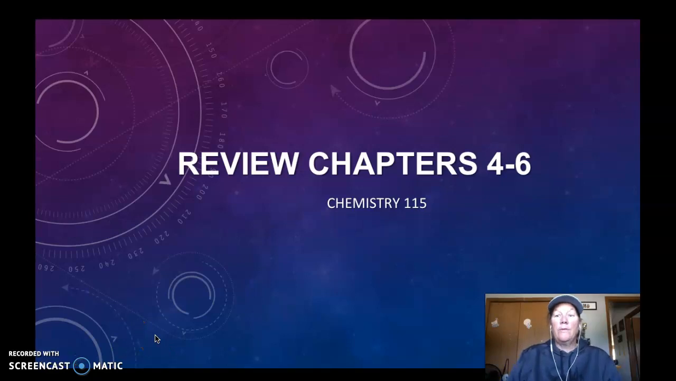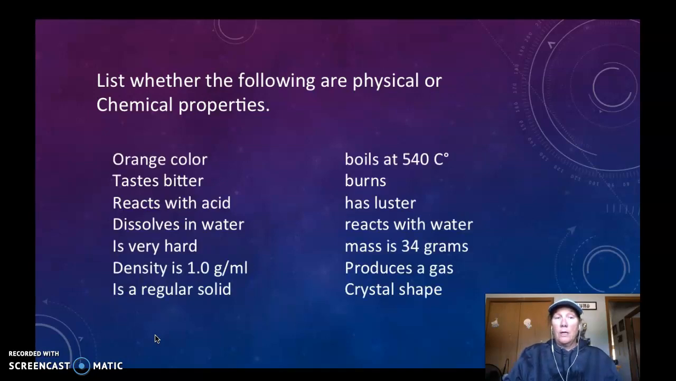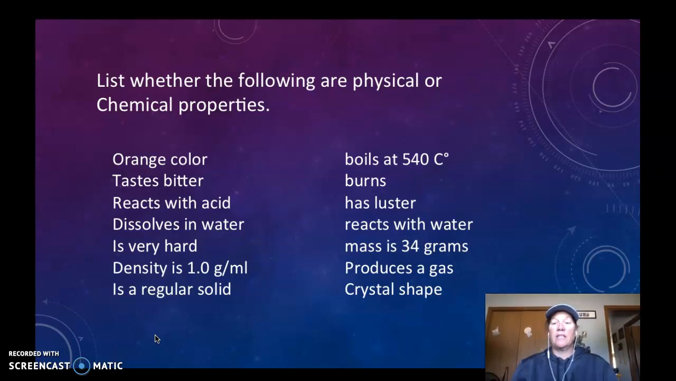All right, now we're going to do a review for our second unit test, and it's chapters 4 through 6. Make sure we talked about physical and chemical properties, physical and chemical changes. So remember, if it's a physical change, you're just describing what something looks like. If it's a chemical change, you're describing how it changes into something else.